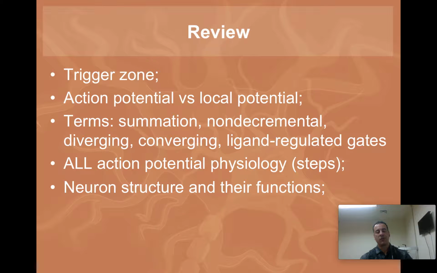Again, neuron structure and all their functions. We look at neurons, we have the cell body, we have the soma, we have the Nissl bodies, we have axonal transport, we have different glial cells. So again, I'll mention those in a little bit, but be familiar with all those, as all the structures of a neuron and how they function, like the axon hillock, and so forth and so on.